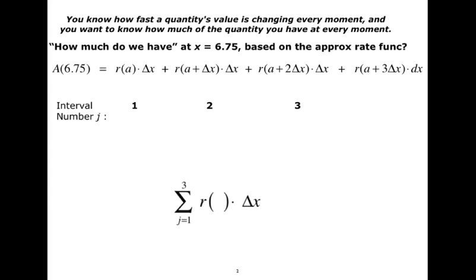So the j, we want to start with j equals 1. That's really convenient because then j stands for which interval we're in. Okay, so R sub a times delta x, interval number 1. So j equals 1. We know that these can start at 0, but it's a little more intuitive to start at 1 because then j stands for the interval number. So when j is 2, interval number 2. When j is 3, interval number 3.